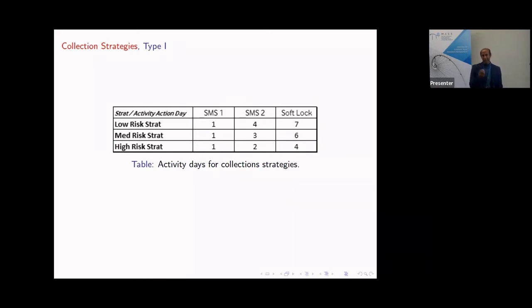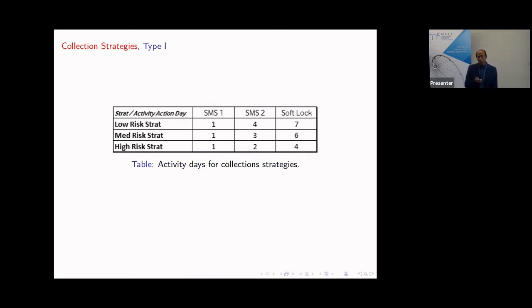And the high risk is different: it's SMS 1, then after 1 day an SMS 2, and another 3 days' time is the soft lock, and so on. So this is how we design it, and then we have to change it based on their experience, because of what they call a qualitative reason: they don't want to make their customers unhappy.